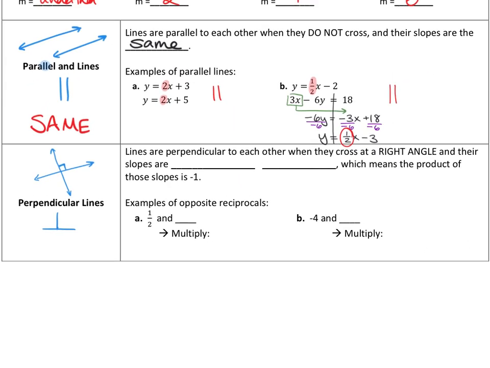Lines are perpendicular to each other when they cross at that right angle, and the slopes are called opposite reciprocals. This one is huge. Opposite reciprocals means that the products of their slopes is -1. That's cool, that's fine, that's dandy, but the handy-dandy version of it is the fact that they are opposite signs, flipped fractions. So we're going to write that down. We're going to say opposite sign, flip fraction.